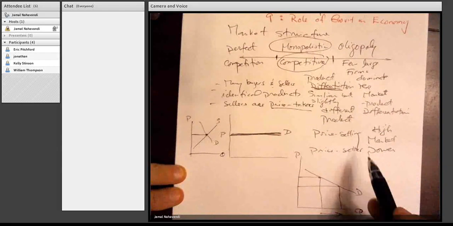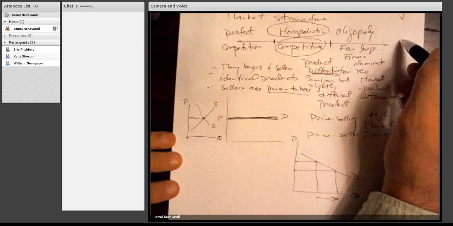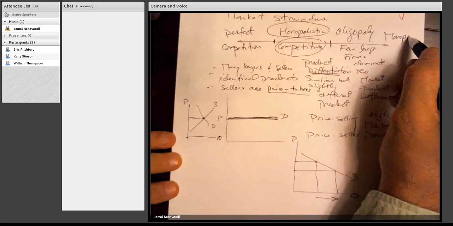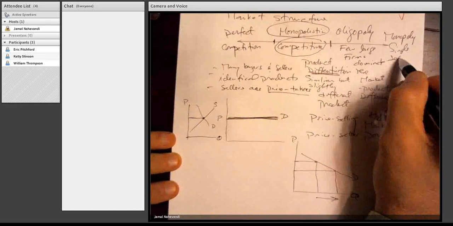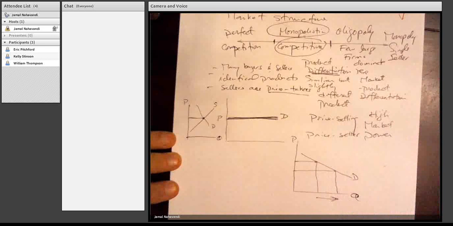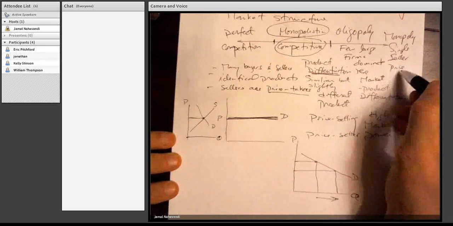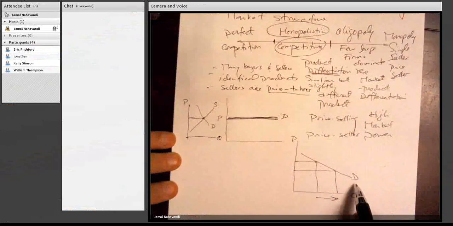And because of the high market power and product differentiation, consumers also experience a downward sloping demand curve. And then the last, the other extreme, is monopoly, which is a single seller. In this case also, the monopoly is a price setter, which again means that the demand curve is downward sloping.